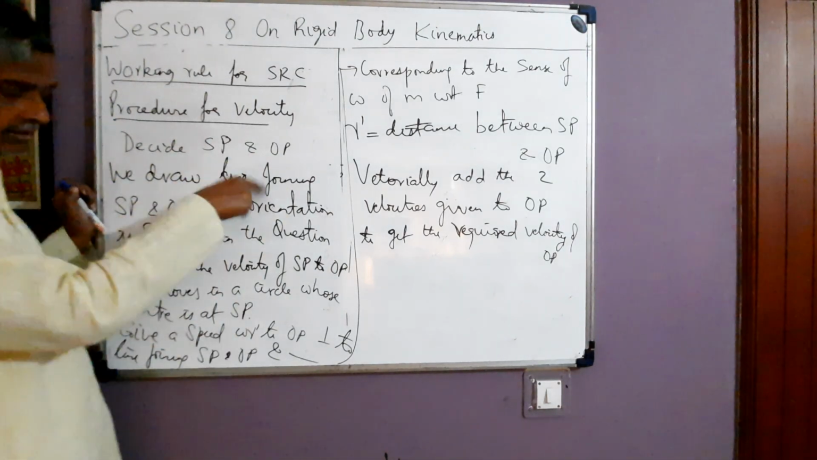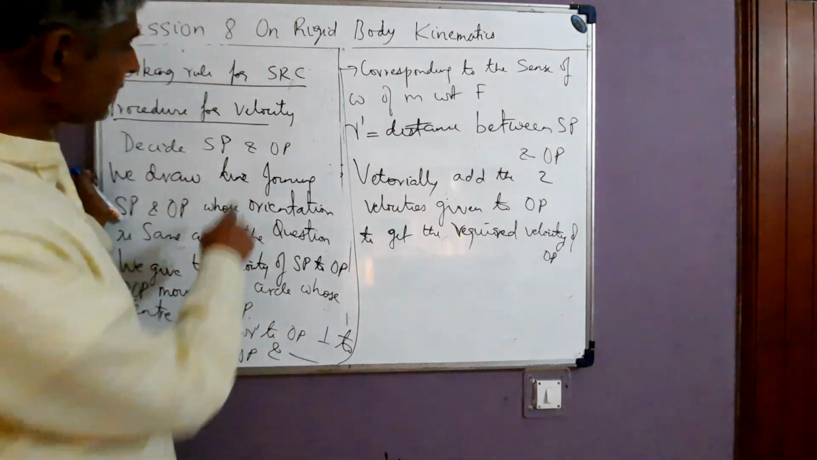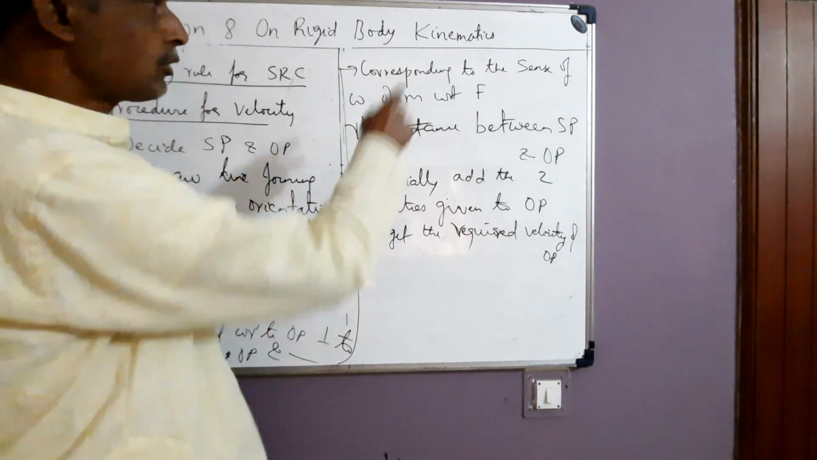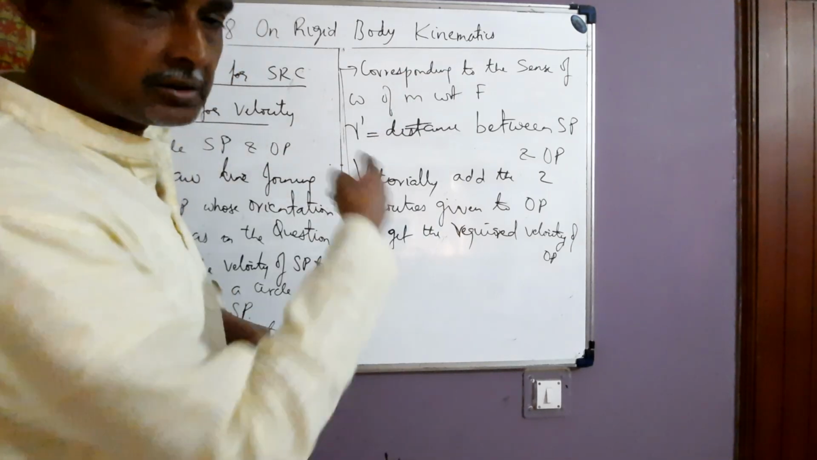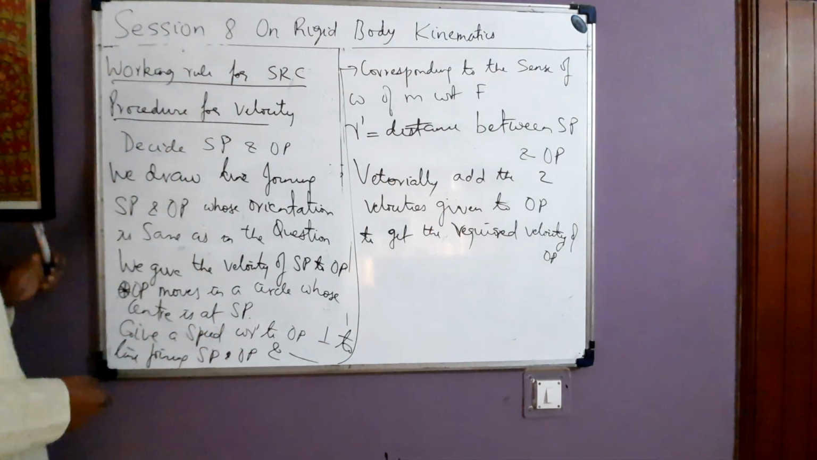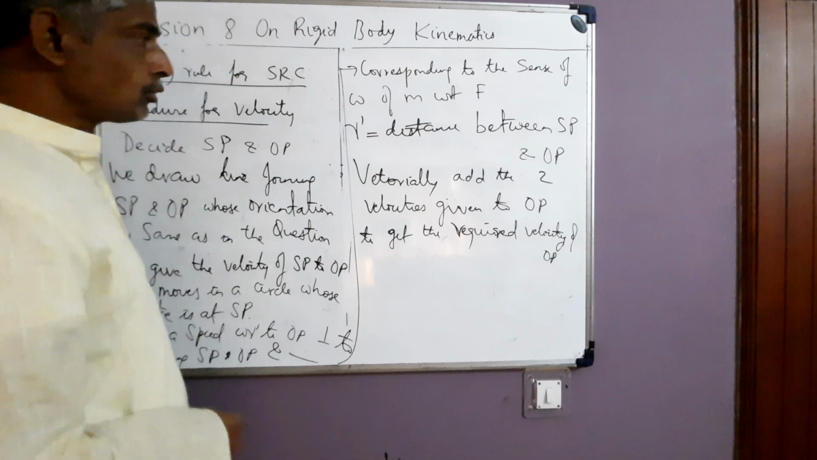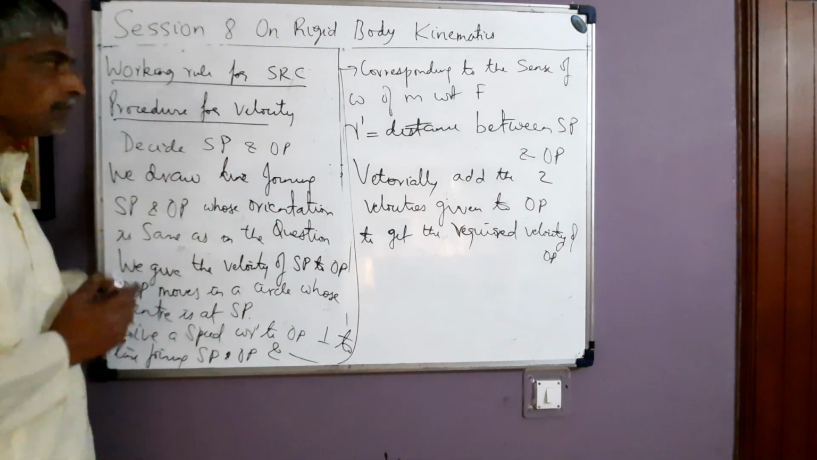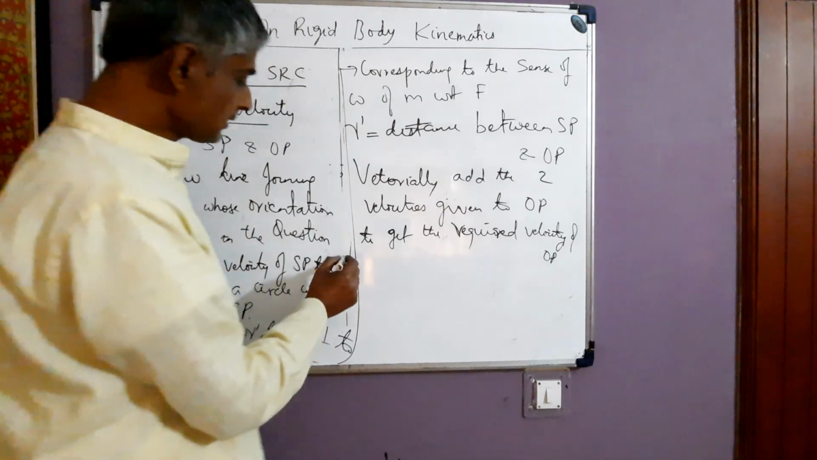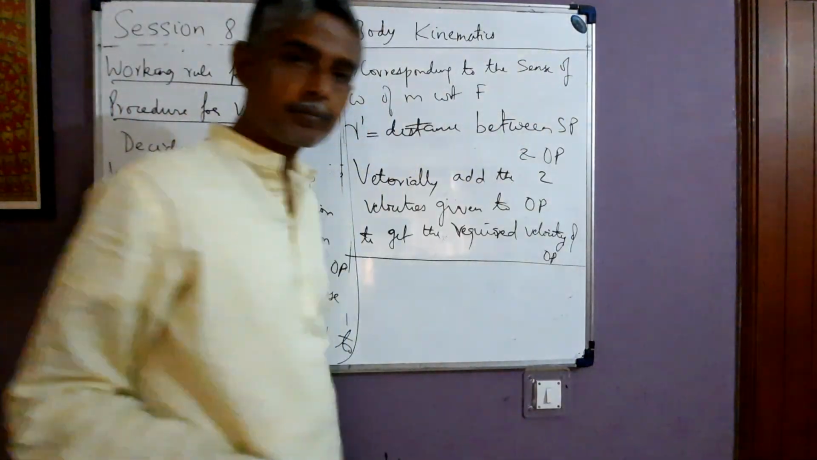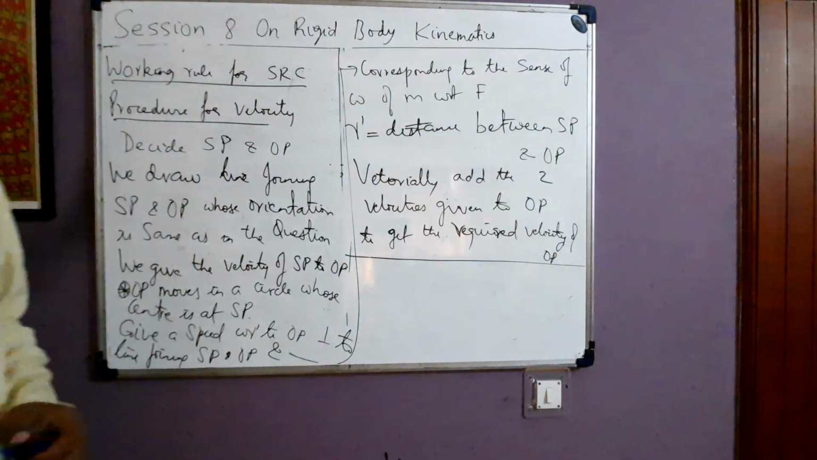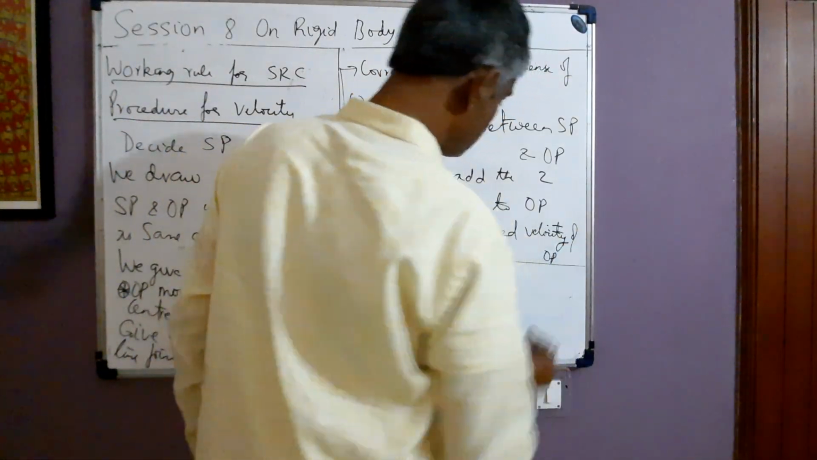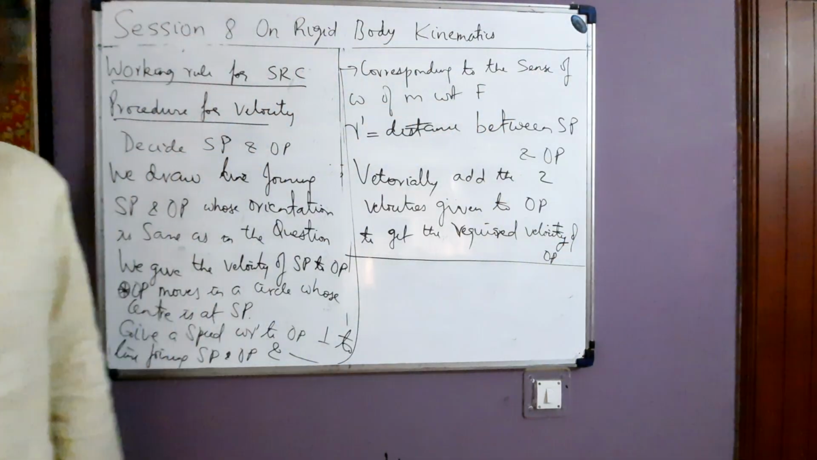And what action do we have to take subsequently? We give a speed omega R dash to OP, normal to the line joining these two points, corresponding to the sense of omega of m with respect to f. Action 2, as I discussed in the 7th video. And then lastly, we vectorially combine the two velocities given to OP in the first two steps to get the net velocity of OP. This is the working rule for the SRC procedure for velocity.